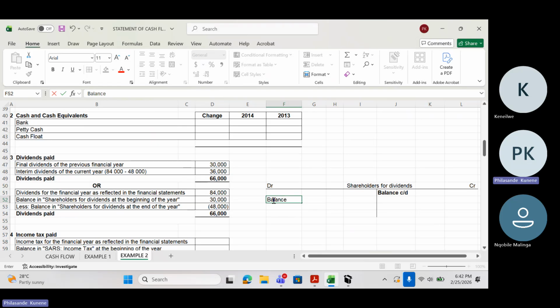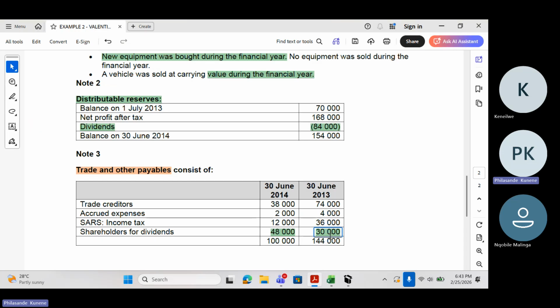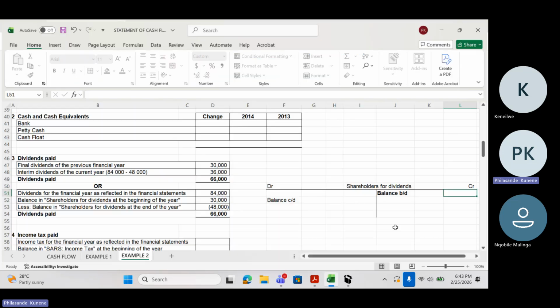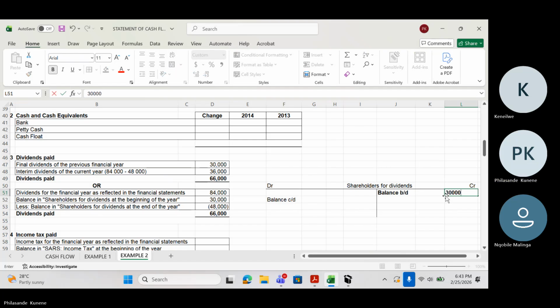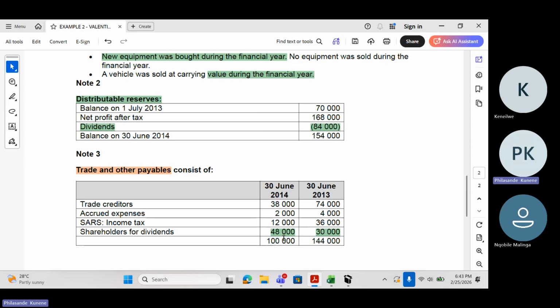Sorry, no, a balance carried down this side. And then here, this should be a balance BD. Okay. Then how much is our balance BD for shareholders for dividends? 30,000. It is our balance brought down 30,000, and then the balance carried down. How much is it? 48,000 rands.